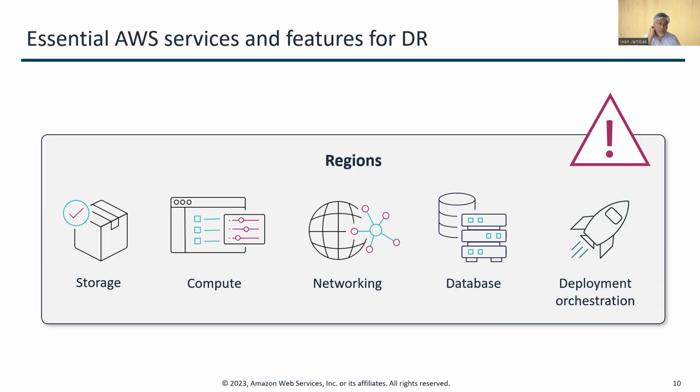So here, these are the essential AWS services for disaster recovery. Of course, it's very important to have the storage, and then the compute services, and then the networking, the database, and then the deployment and orchestration, like ECS or EKS.